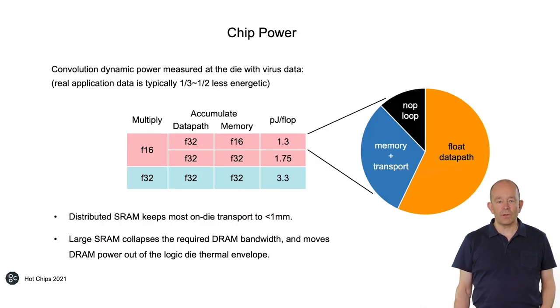About 2/3 of the total cost of ownership of an AI computing system is capital equipment. The other 1/3 is power proportional, including essentially all operating costs. So power efficiency is an important cost factor for AI computing. The table shows total energy per flop at the die for virus data. Real application data burns somewhat less. The pie chart shows the breakdown of that energy. The distributed memory architecture limits the energy required for memory and transport so that the energy of arithmetic dominates, which is what we want.